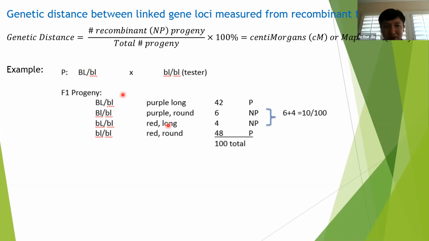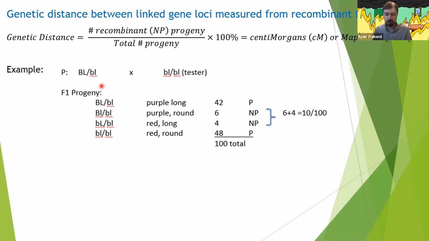So these are two traits that are controlled by two individual genes. And because these two genes are linked, they are on the same chromosome. Then we can do this kind of test cross experiment to help us measure the genetic distance between these two loci, two genes.